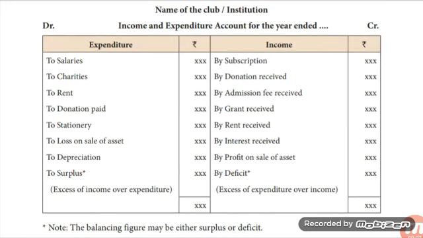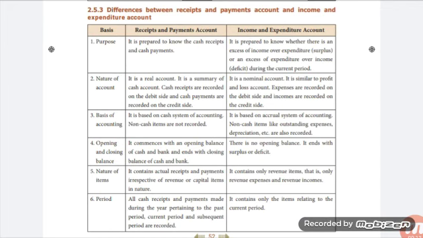Okay, children, you have learned receipts and payments account and income and expenditure account. Can you find the difference between receipts and payments account and income and expenditure account? First point, on the basis of purpose. Children, what is the purpose of receipts and payments account? Okay, receipts and payments account is prepared to ascertain the closing balances of cash and bank. It is prepared to know the cash receipts and cash payments.